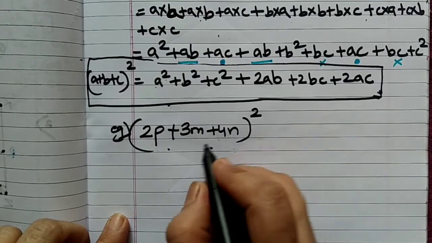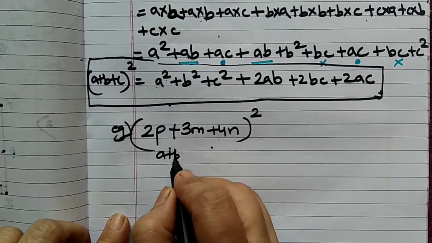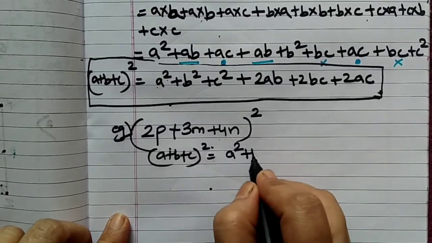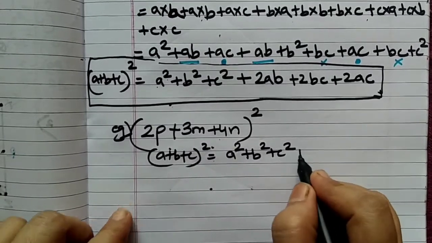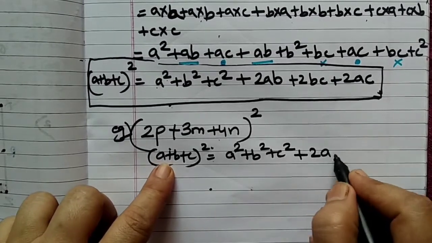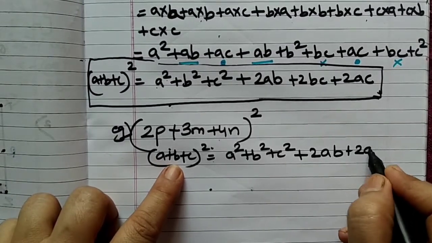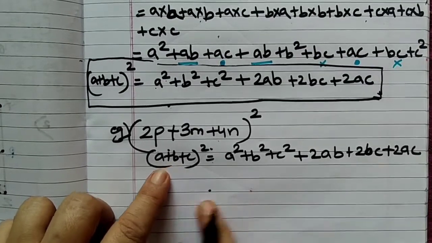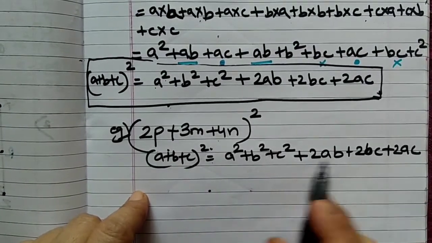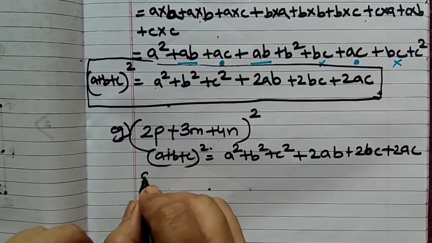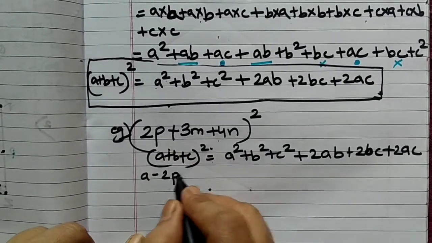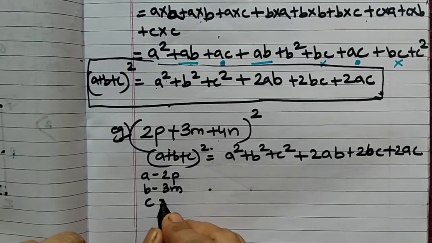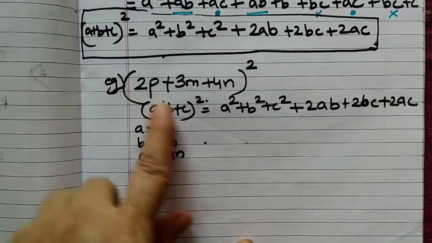Now what formula we are going to use? A plus B plus C whole square. You have to remember this formula. Again I am telling you. A square plus B square plus C square plus 2 into AB plus 2 into BC plus 2 into AC or CA, whatever you can write. This is the formula. Now what is in place of A here? 2p. What is in place of B? 3m. And what is in place of C? 4n. You have to write it down.